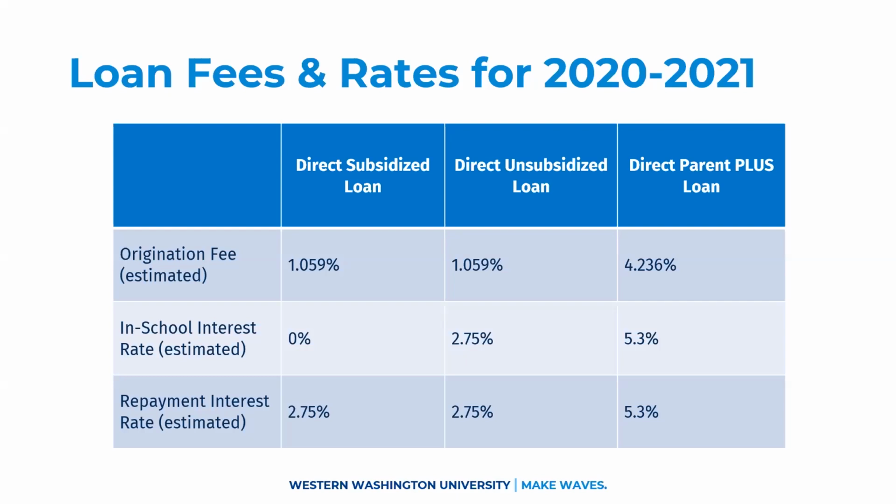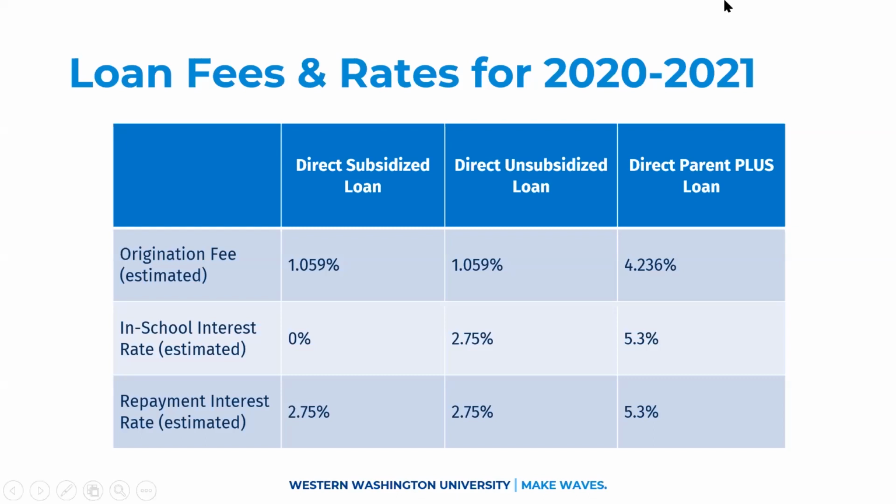So the sub loan is the loan that you'd want to borrow first if you are offered it. Not everyone is offered this loan because it is need-based, but it is the loan where you are not accruing interest while you are in school. So it is the best type of loan that you can have. The unsub loan is going to have the same rates, but interest is being accrued while you're in school. And then the Parent PLUS loan is for parents, and we'll get to that in a second.